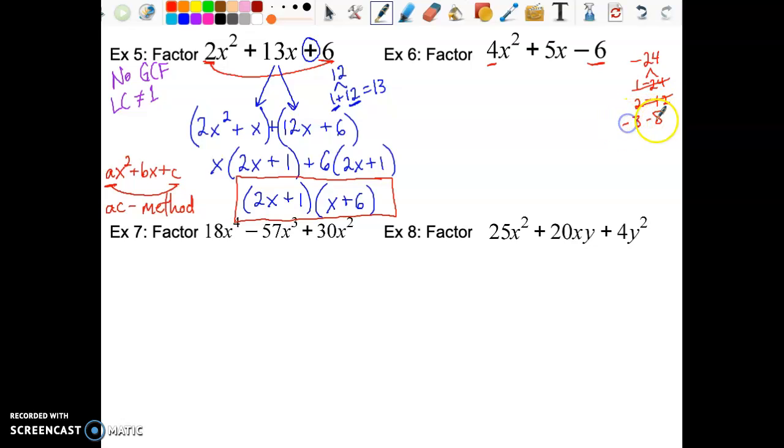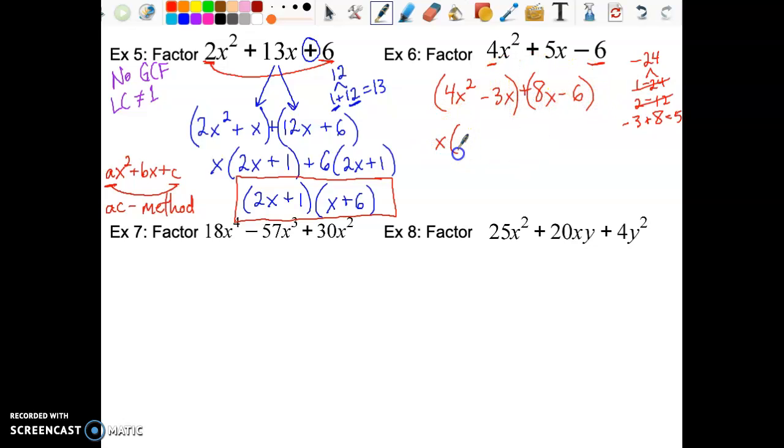So what we can do is we can just negate each one. Negative 3 plus 8 will give me positive 5. That's what we want. So I'm just going to rewrite 4x squared. I'm going to change 5x to be minus 3x plus 8x. I'm going to leave that as minus 6. So now I can group.